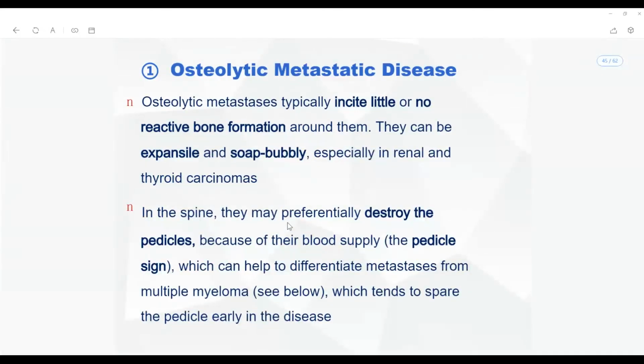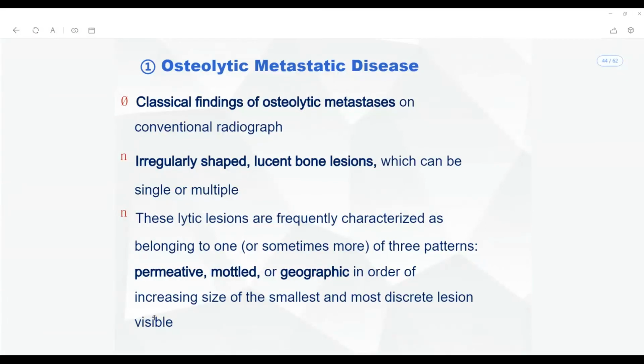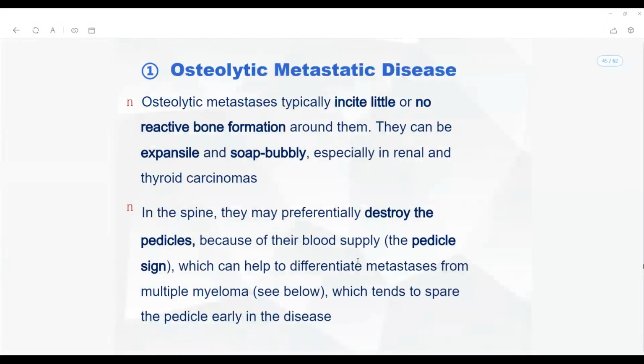Okay, there are more pictures present down in the practical slides also, so that you can try to refer to them yourselves once again. But I will show the pictures here, but I won't describe them in detail. Okay, here you see osteolytic metastasis.